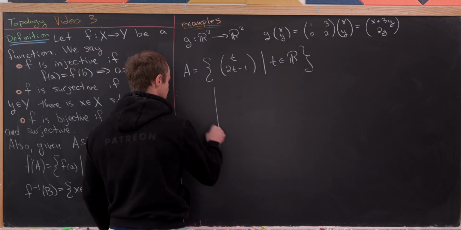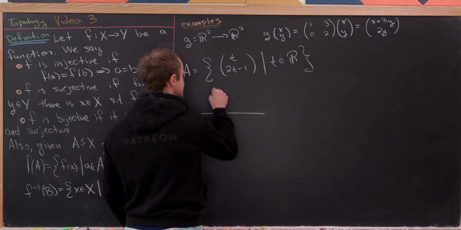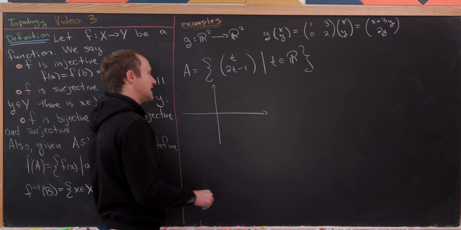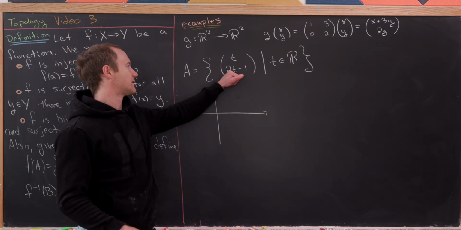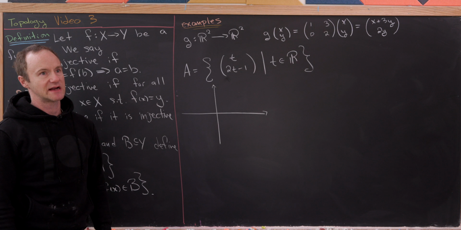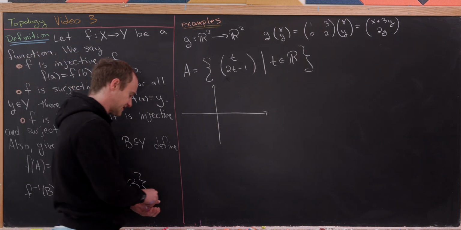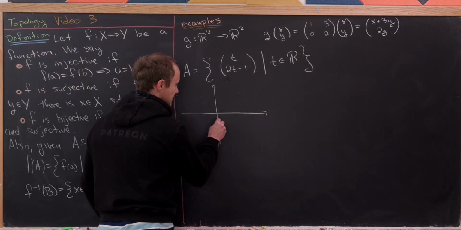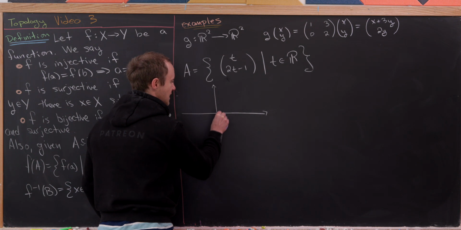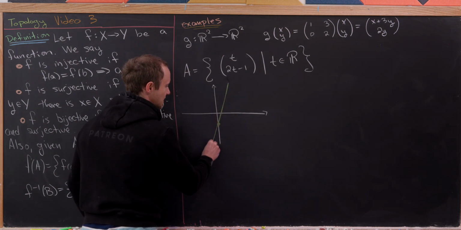So let's make a picture of it here, but I think you can notice that this is parametrizing a line. And we can see that the line being parametrized here has a slope of 2 and a y-intercept of -1. So let's maybe go here to -1 and then put something that looks like it has a slope of 2.